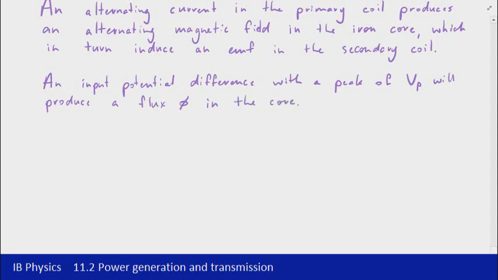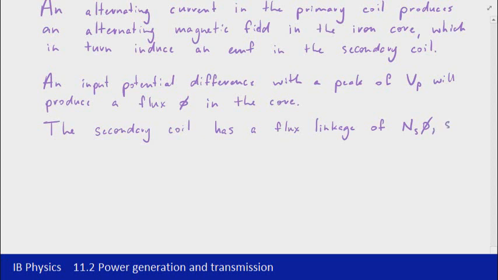And as a result, because the input is an alternating input, the flux will also be alternating. The secondary coil is then going to experience that flux as well, and it will therefore have a flux linkage. And if you recall, flux linkage is the number of coils multiplied by the flux itself. So that has a flux linkage of Ns times phi.